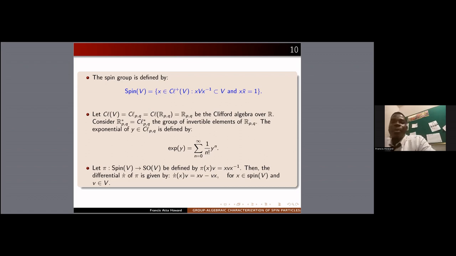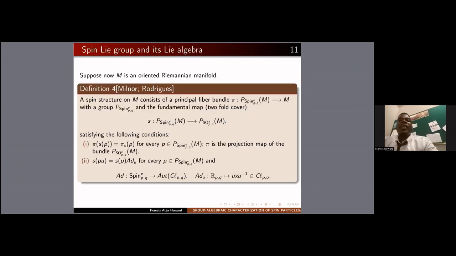This is just obeying the properties of the bracket rules. And we know that the X belongs to the spin of V, and the small v belongs to the vector V. From this, I am now comfortable to define the spin group and look at its Lie algebras. But before that, I'll assume M to be an oriented manifold.